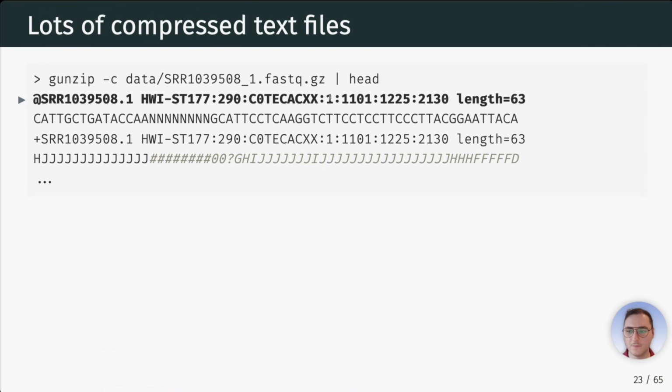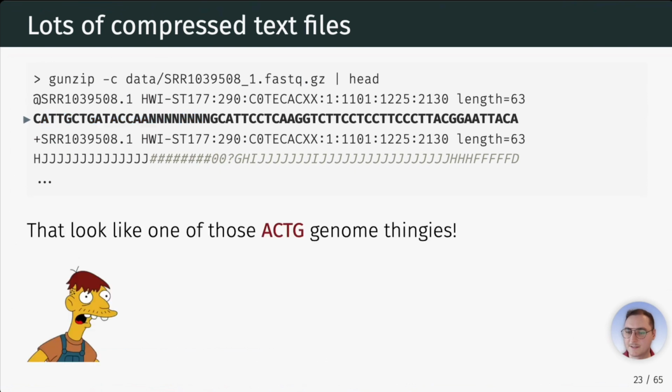But the interesting part is here we see CATTGC. Yes, those are those letters we know. That is our genome sequence, and it's a small subset from the genome that was sequenced, and we would like to know where it comes from. Then it has this plus sign, repeats whatever was the text on the @ line two rows above, and some more or less cryptic characters that will come out in a moment.